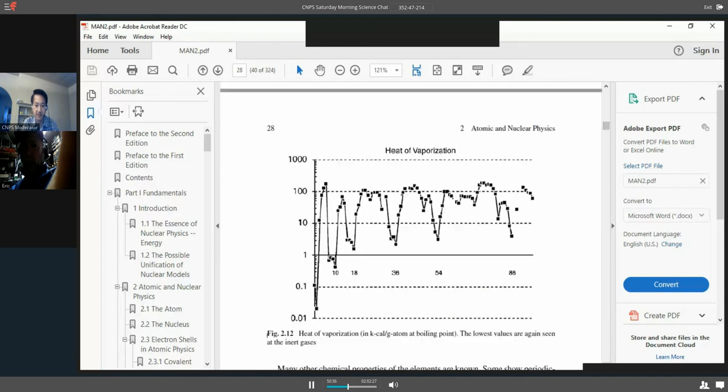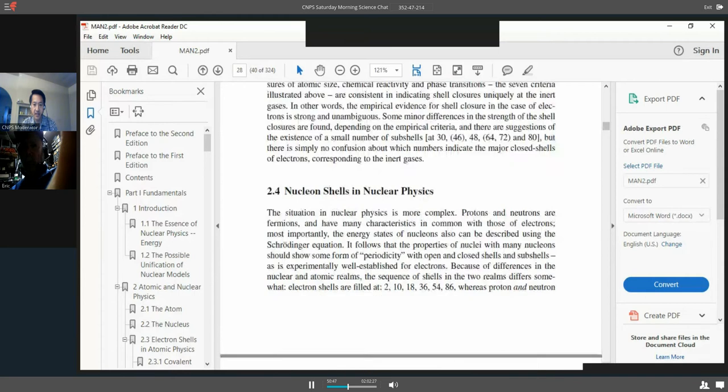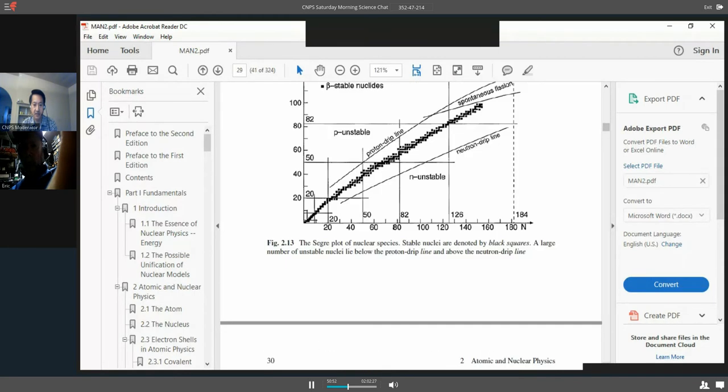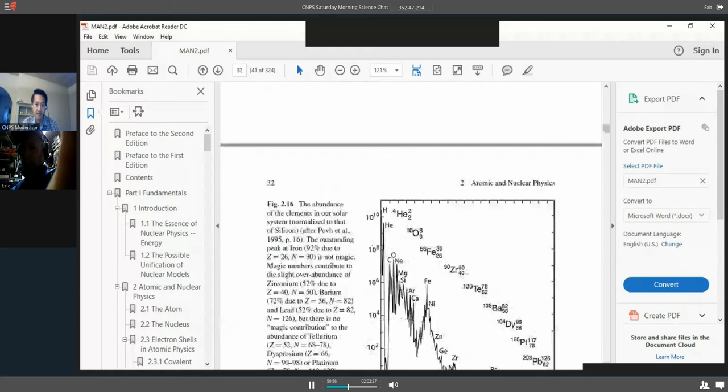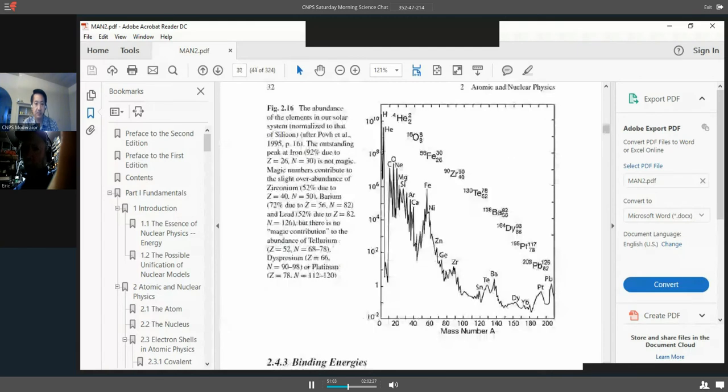Heat of vaporization. So once again, we can see a pretty strong pattern based around the Noble elements. The inert gases all anchor the data. And now this is the isotopes we were looking at before. And this is a chart of the abundance of elements in our solar system.